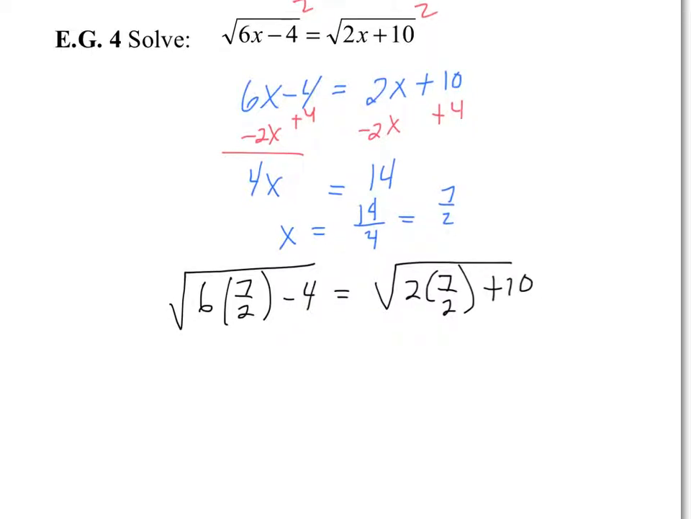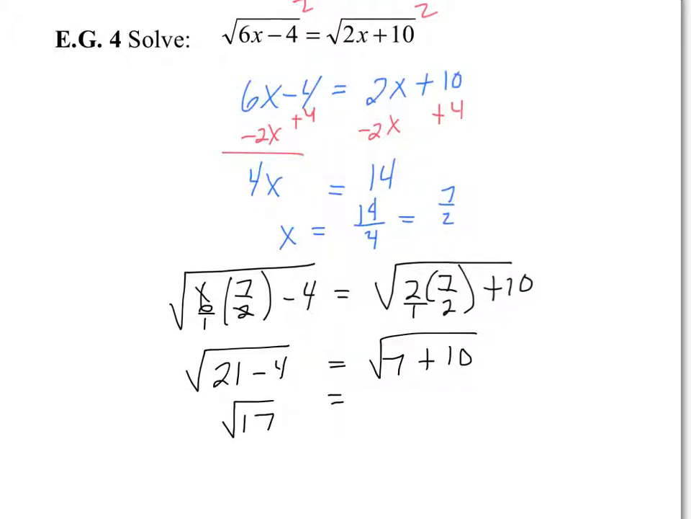So when you multiply here, you're going to get 2 goes into 6 3 times, 21 minus 4. And then here you're going to get 7 plus 10. And you just continue simplifying. You're checking to see if the left side equals the right side. 21 minus 4 is 17. And 7 plus 10 is 17. And you get the square root of 17 equals the square root of 17, which tells you your 7/2 is a correct answer.